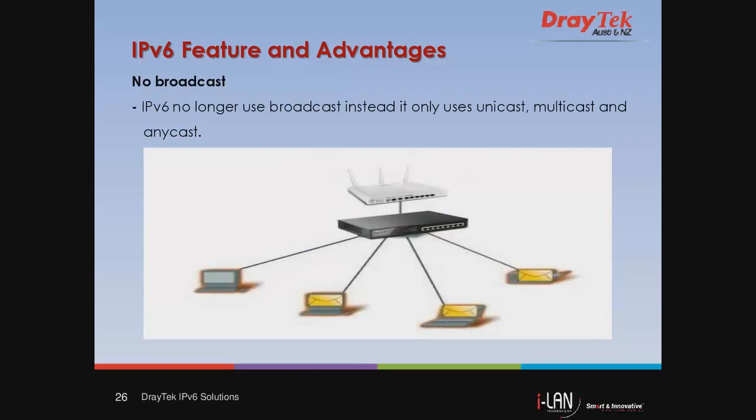IPv6 no longer uses broadcast. Instead, it only uses unicast, multicast, and anycast addresses. This no longer affects the performance of the hosts or computers in the network, because the NIC or network interface card will be interrupted by the CPU to process broadcast. So all computers in the network must process broadcast even if the message is not intended for them.